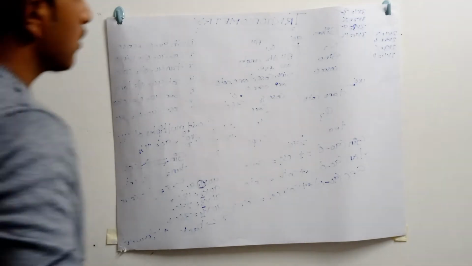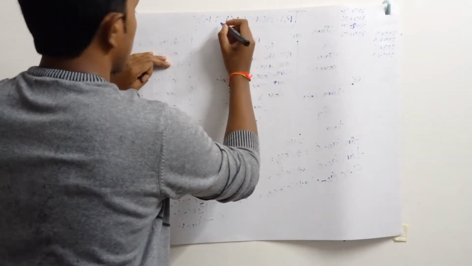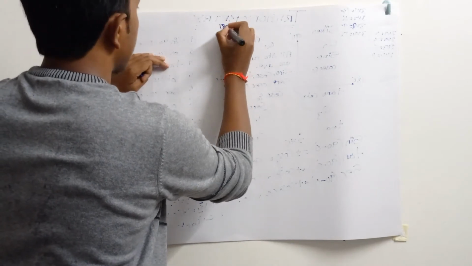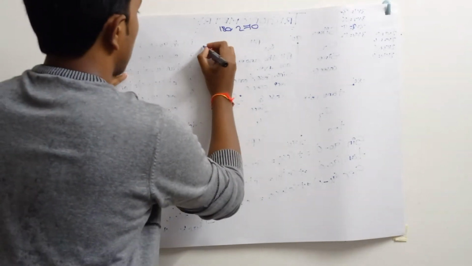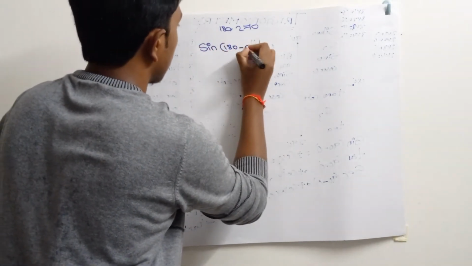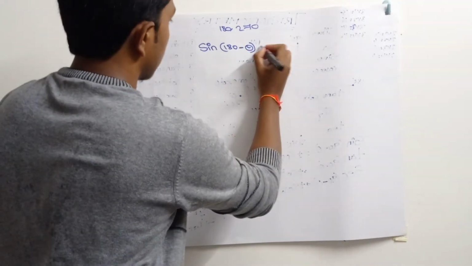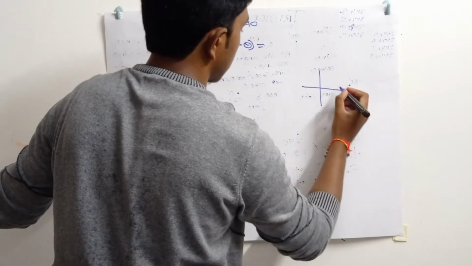Come on guys. Now we'll do with 180 and 270. Okay? Come on. Now sine 180 minus theta. What is the answer? First, I'll draw this quadrant table.